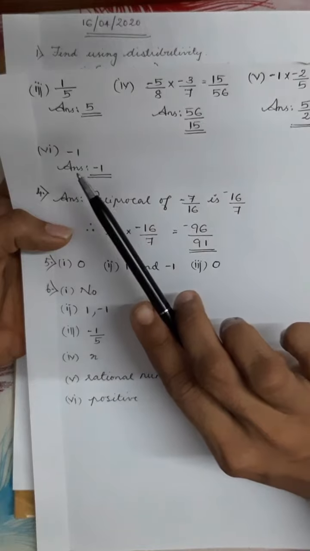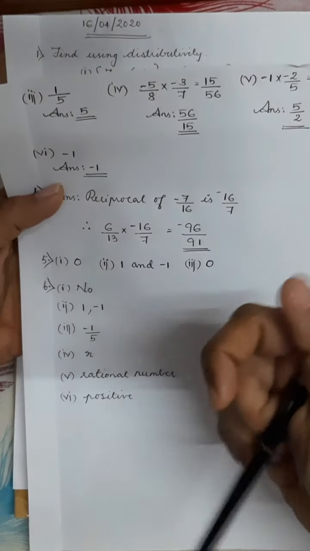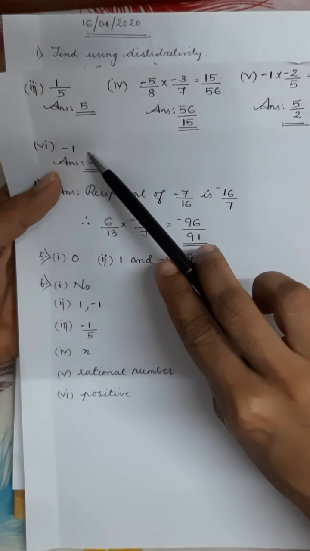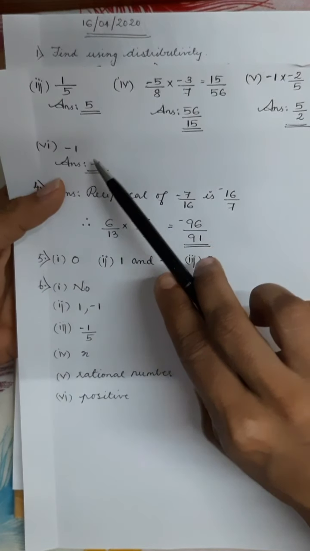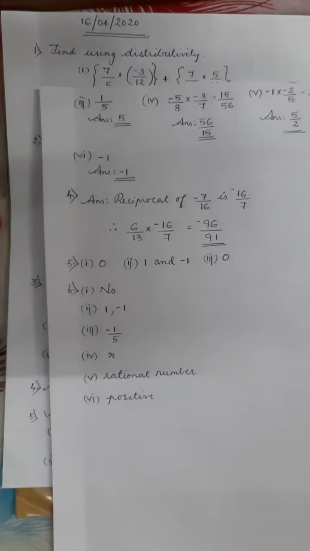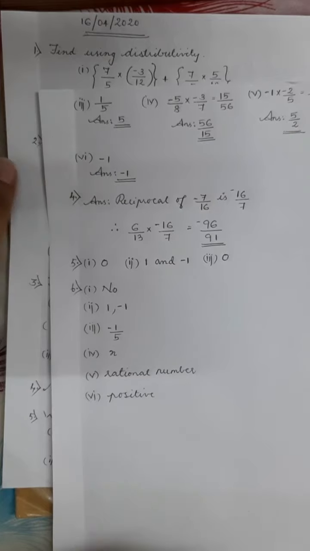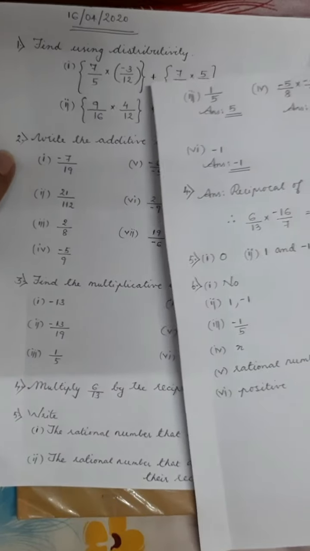The next question is minus 1. So minus 1 means minus 1. The multiplicative inverse of a negative 1 also, what? Minus 1 will be coming, right? So the answer will be minus 1. Okay. So is it clear, students? These are the answers for multiplicative inverse.